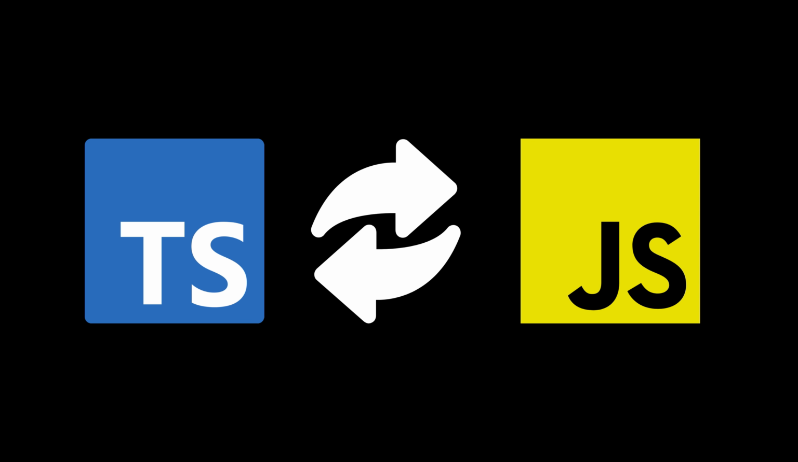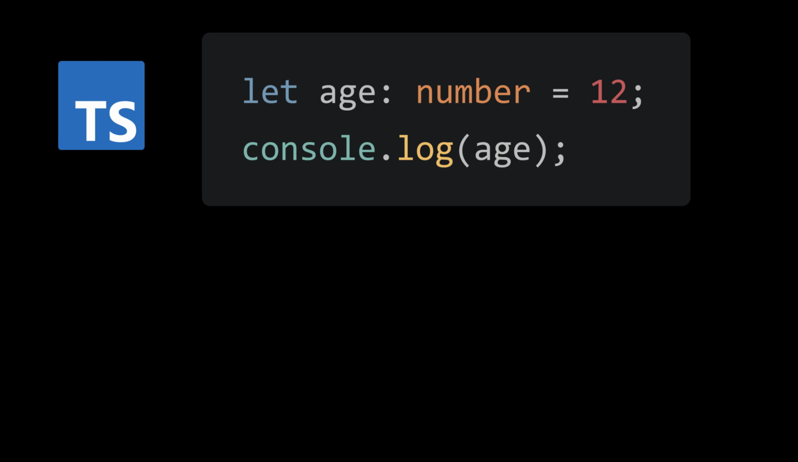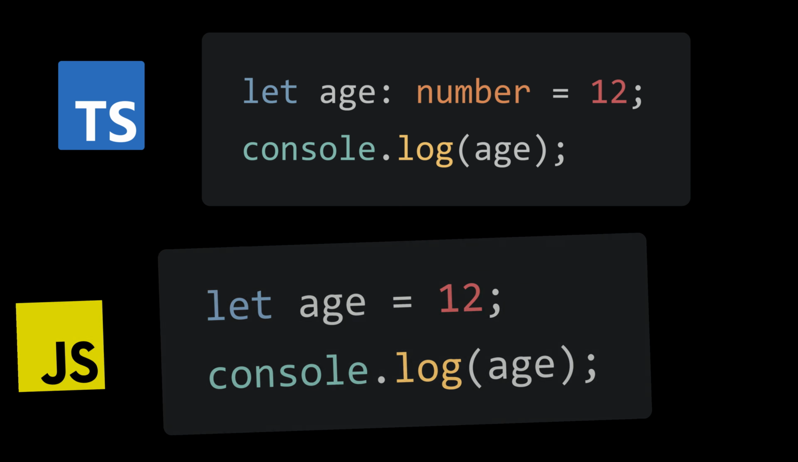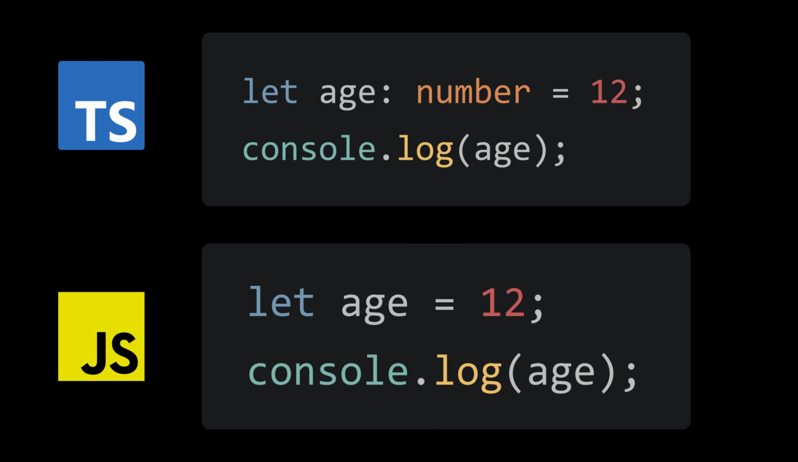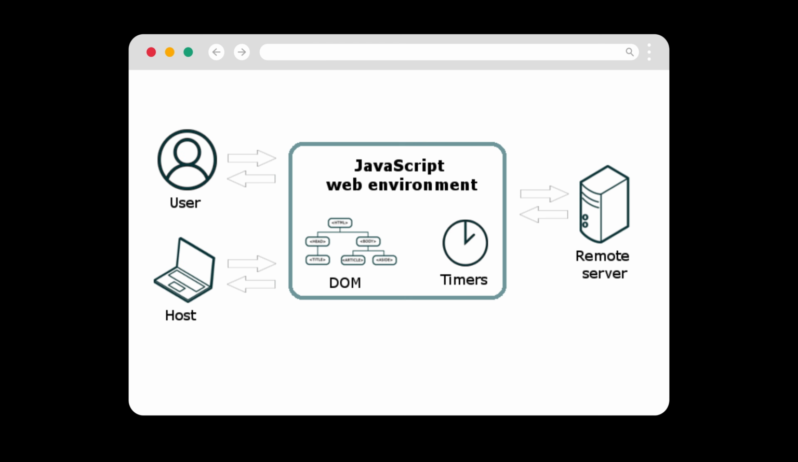So when you write something like this in TypeScript, `let age: number = 12; console.log(age);`, TypeScript takes that code and removes the extra type information. It creates plain JavaScript like this, `let age = 12; console.log(age);`. Now this JavaScript can be run by any browser or any JavaScript environment.